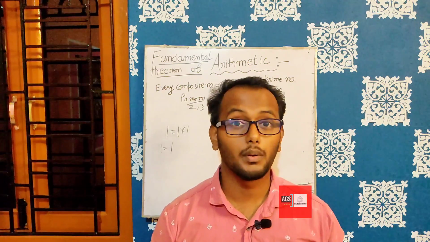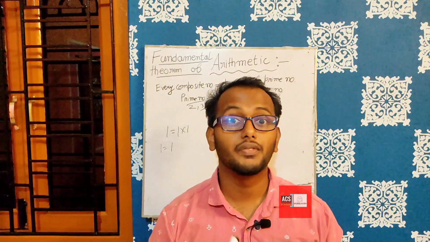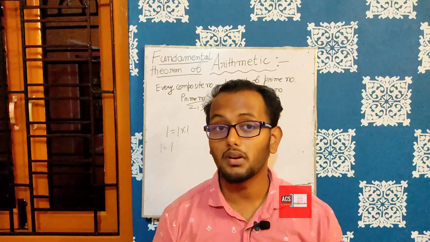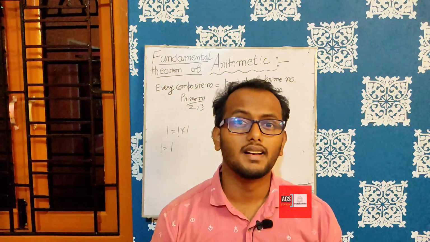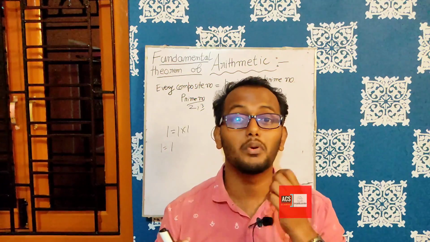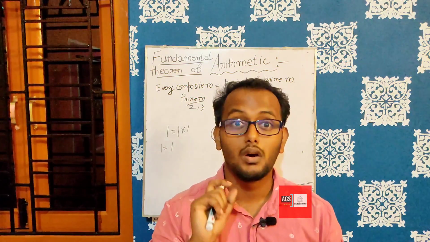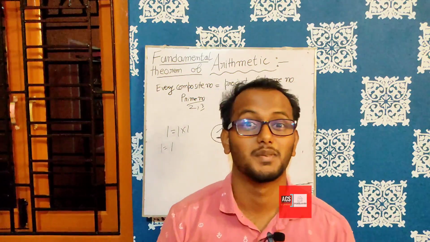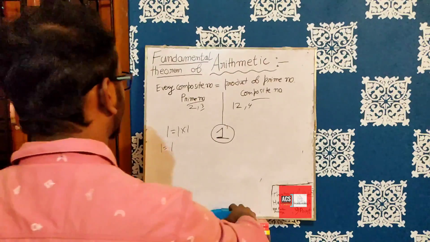And what is the condition for becoming a prime number? A prime number is a number that has exactly 2 factors, and a composite number has more than 2 factors. But 1 has neither exactly 2 factors nor more than 2 factors. It has only one factor. So 1 is neither prime nor composite. Okay, remember that one.